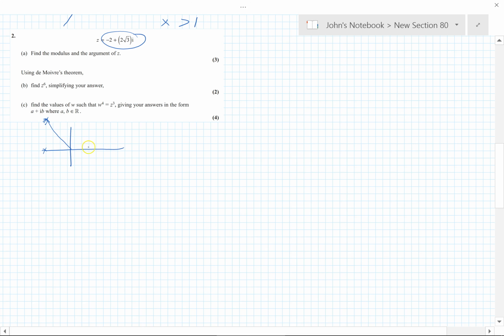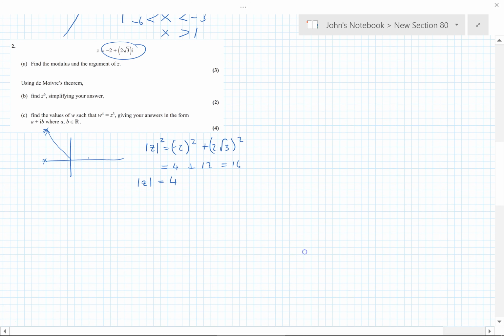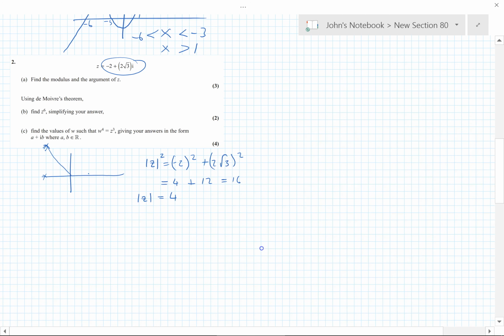So the modulus is going to be equal to minus 2 squared plus 2 the square root of 3 squared. The modulus squared will be equal to that, of course, squared. So that equals 4 plus 4 times 3, 12. So that gives us mod z squared is equal to 16. Mod z is equal to 4. Okay. Now, the argument.